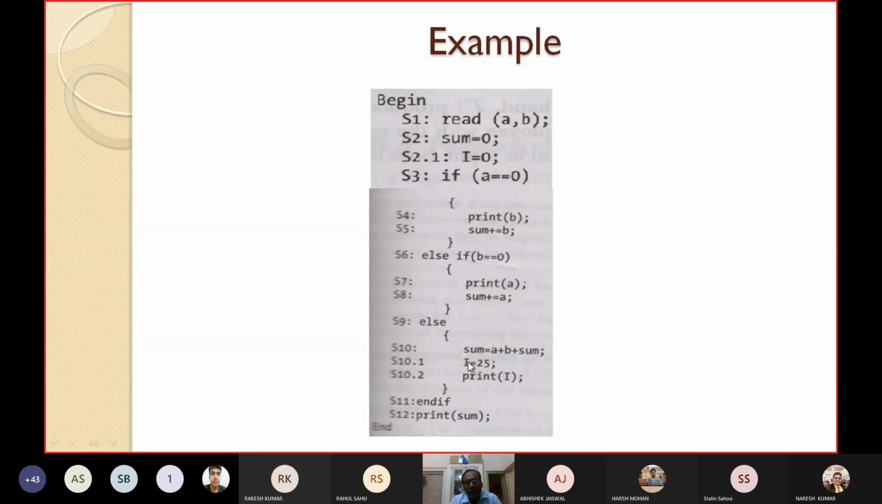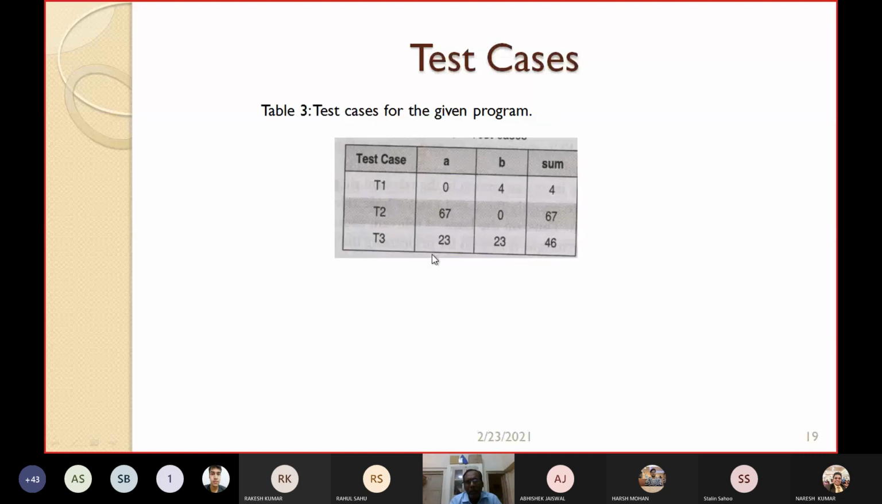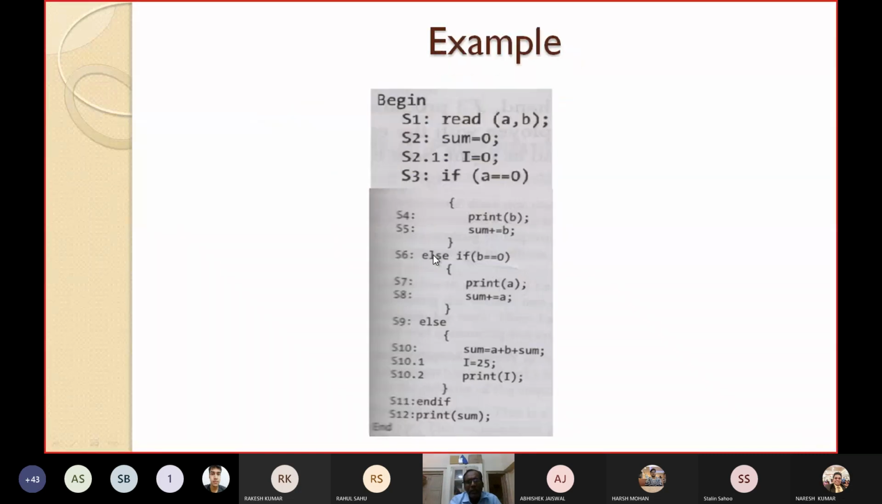But I am making changes at line 10, and T3 is for which one? None of them are 0. That means if none of them are 0, then this else part will be executed: 10, 10.1, 10.2. Now if I have made a statement change in line number 10, that means this plus a plus b is replaced with multiplication, then which test cases need to be rerun? Because now I have changed some statement.